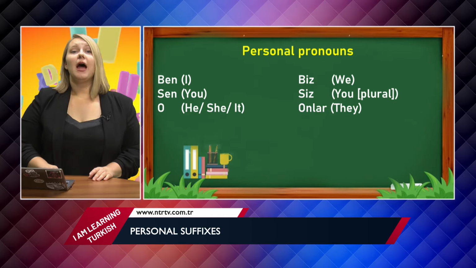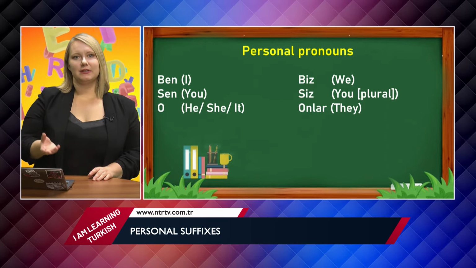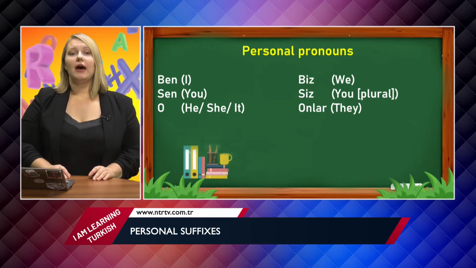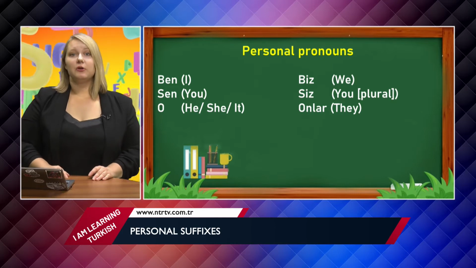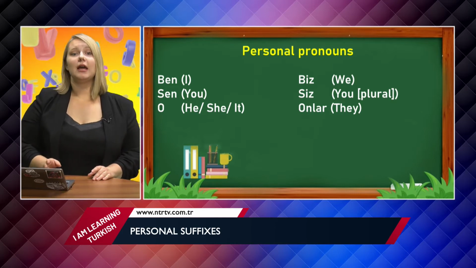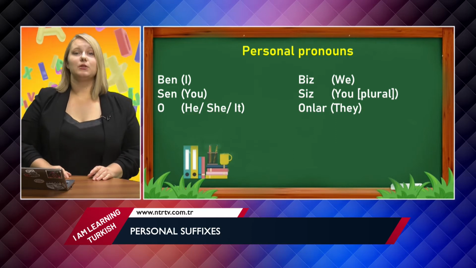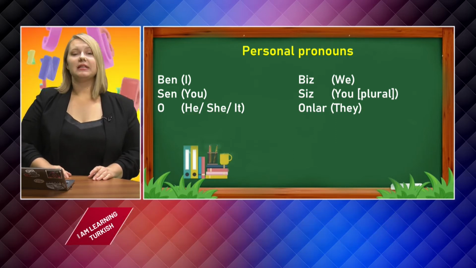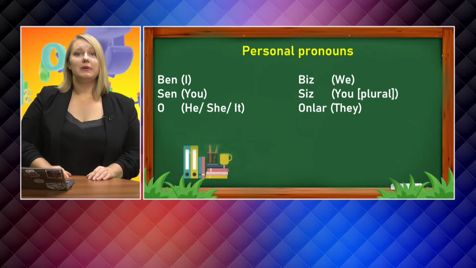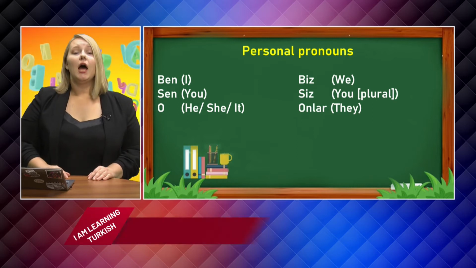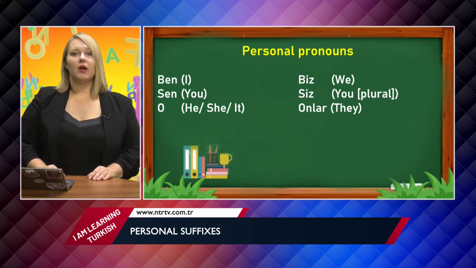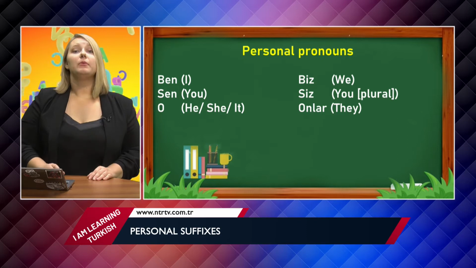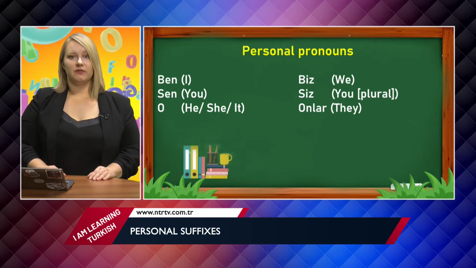There are some problems with personal pronouns. Actually, not problems, it's mostly difficulties, because in English we only have you. But in Turkish we have a singular you and a plural you. But firstly, let's see what is happening with I and we. Ben means I in Turkish, and biz means we. Sen means singular or informal you, and siz is plural or formal you.